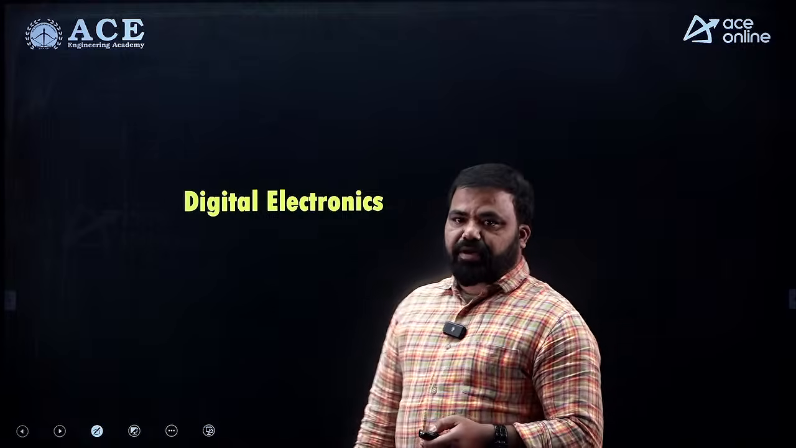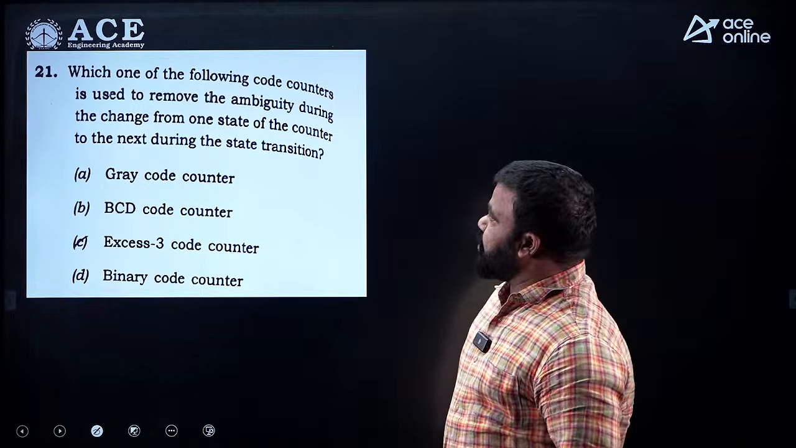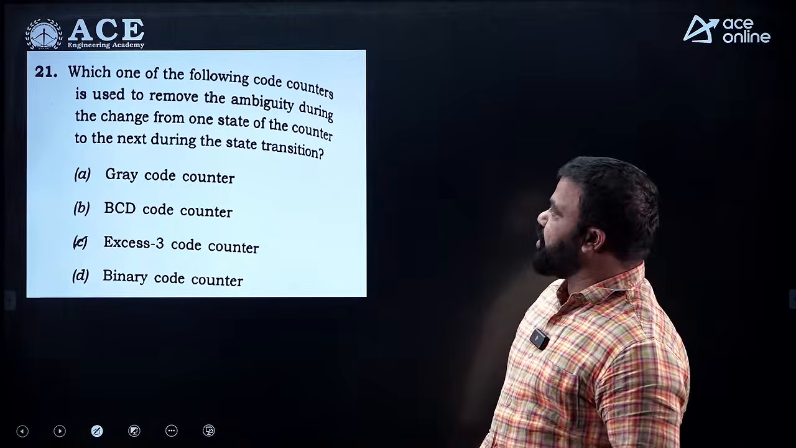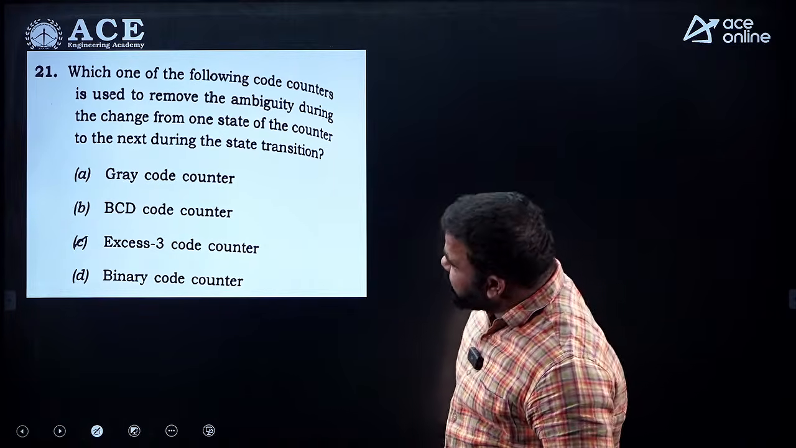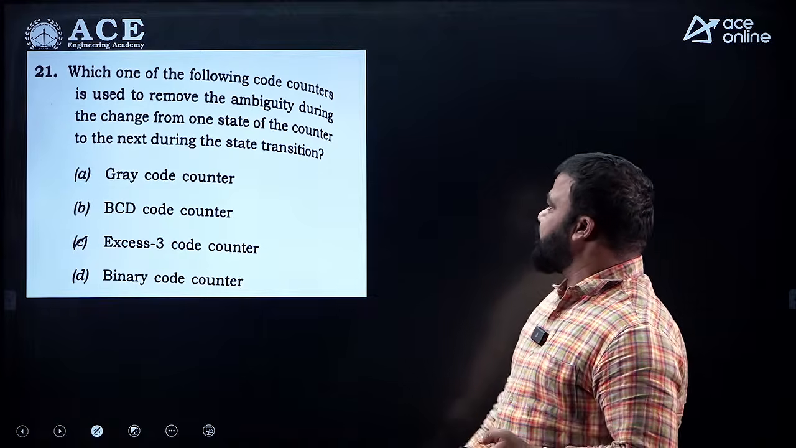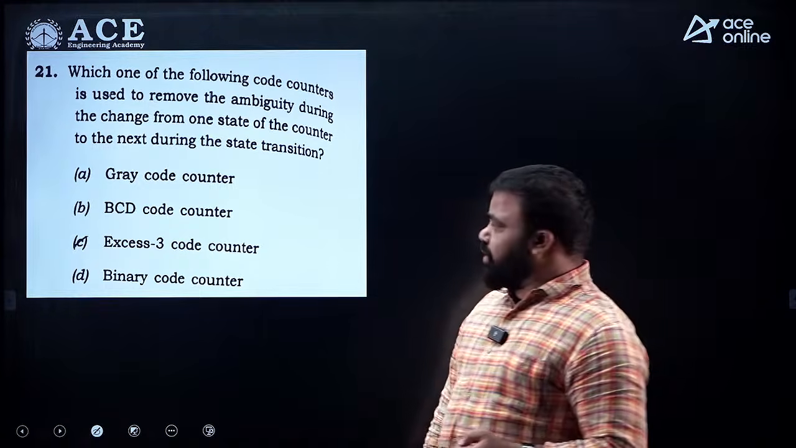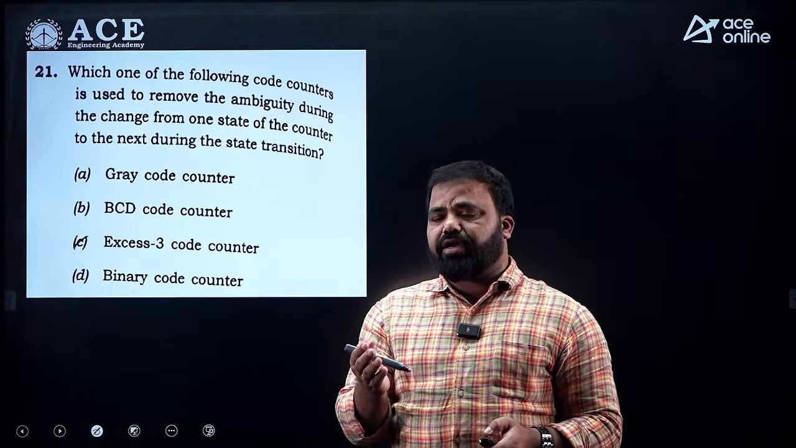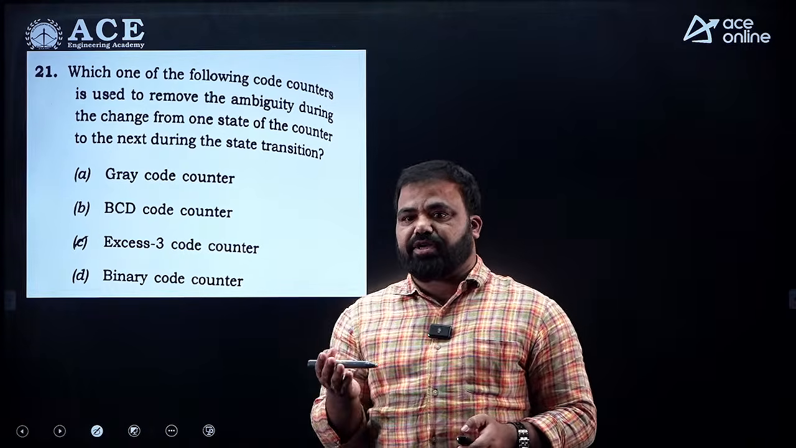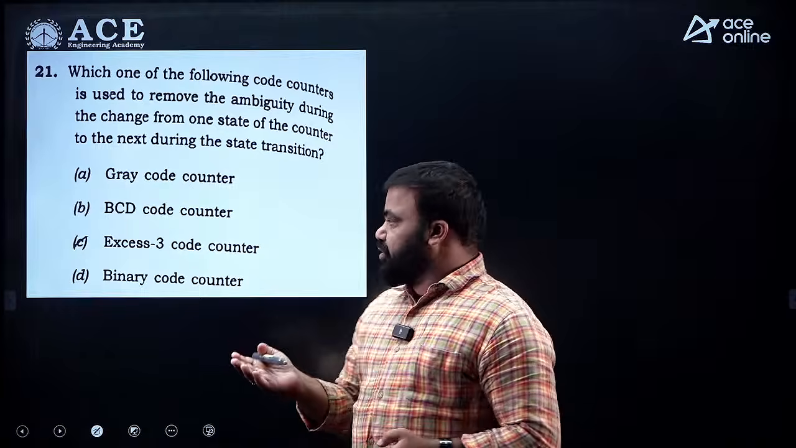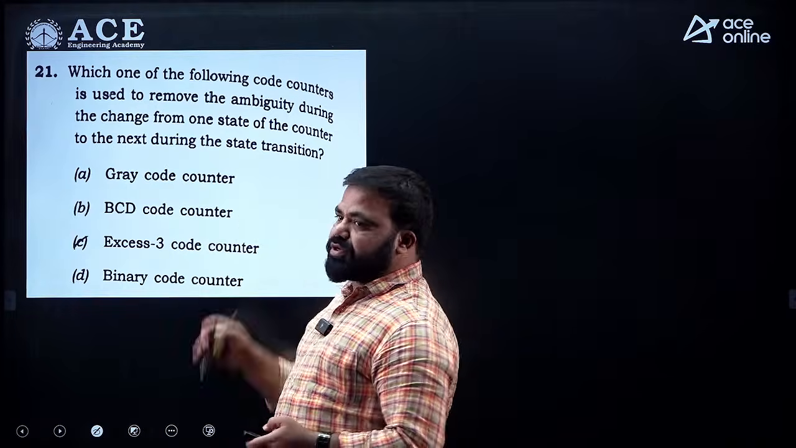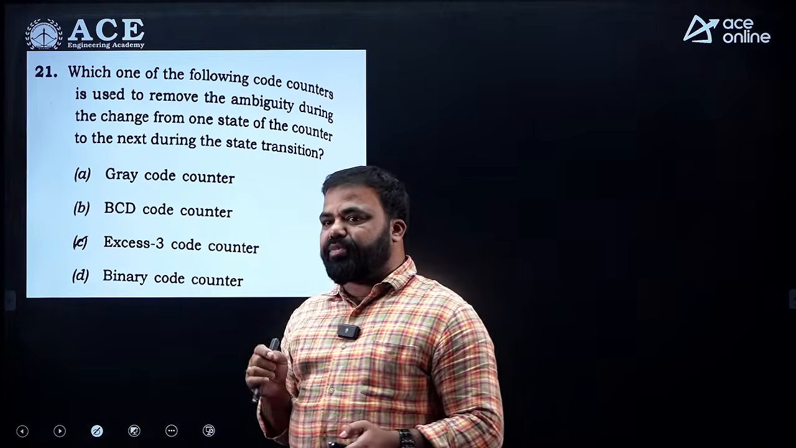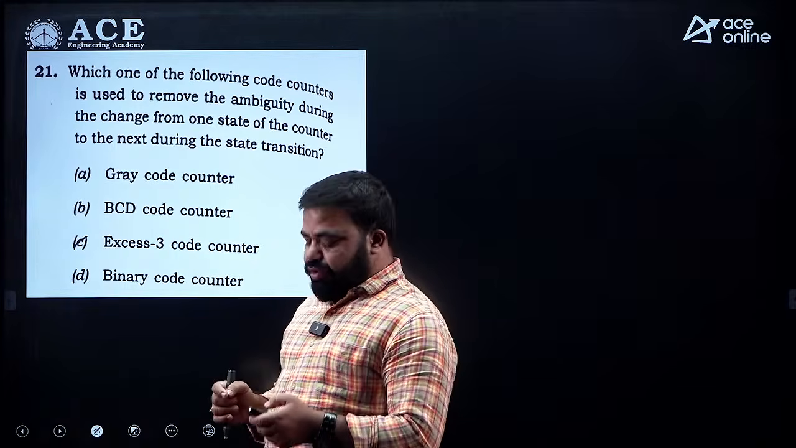Let us see questions from digital electronics. The question is, which one of the following counters is used to remove the ambiguity during the change from one state to the next during the state transition? What we need to understand is that when there is a change in state, if more flip-flop states are changing, there is more ambiguity. In a gray counter only one bit changes, so there is lesser ambiguity when you are designing a gray counter.